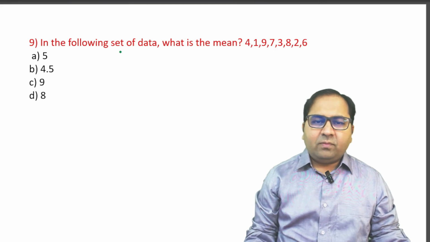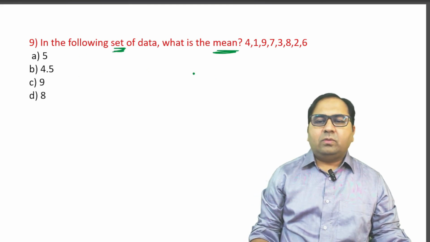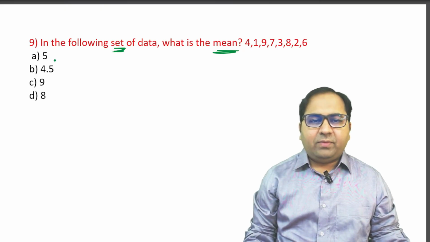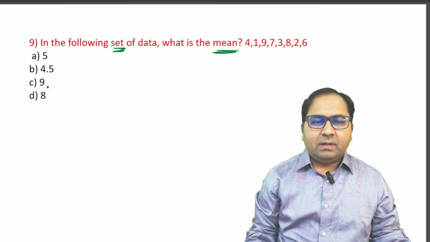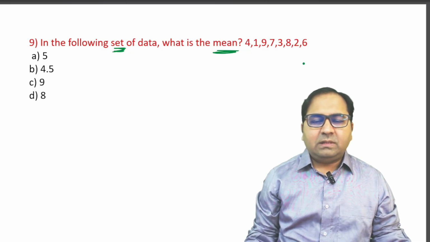Next question. In the following set of data, what is the mean? The options they gave are A 5, B 4.5, C 9, or D 8. So they have given a few data. Let us see how we calculate.